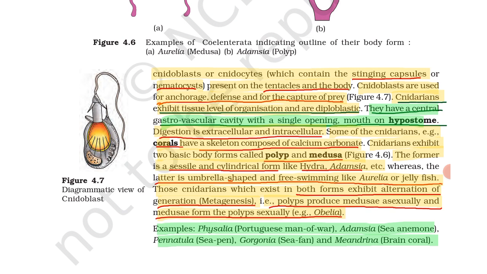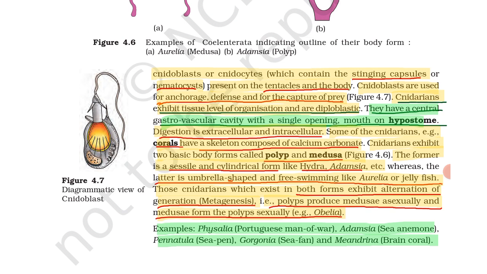Then digestion is extracellular and intracellular. So here in cnidarians or coelenterates, the digestion is extracellular or intracellular. Both types of digestion are seen, extra and intra, in coelenterates. The most important question from here is they are having extracellular and intracellular digestion.